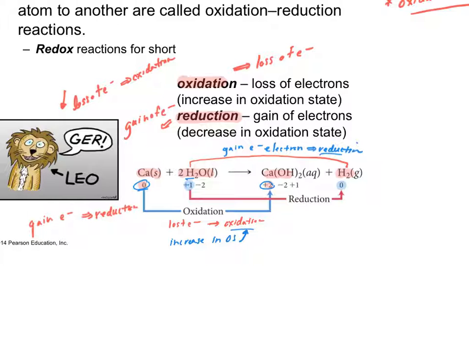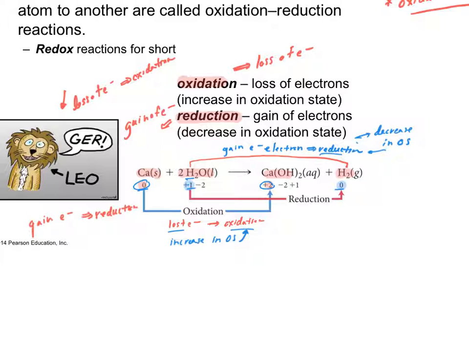So an increase in oxidation state indicates loss of electrons, that's an oxidation, whereas for our little reduction over here, we go from a +1 to a 0. This is a decrease in oxidation state. So a decrease in oxidation state is a hallmark of a reduction process.